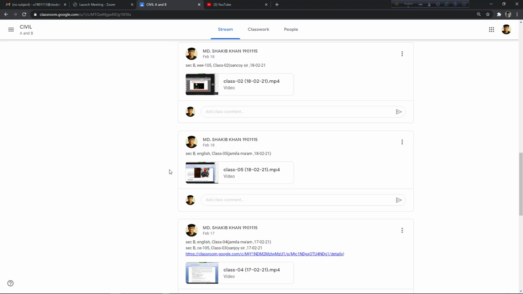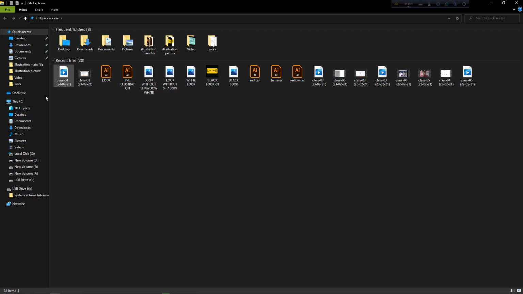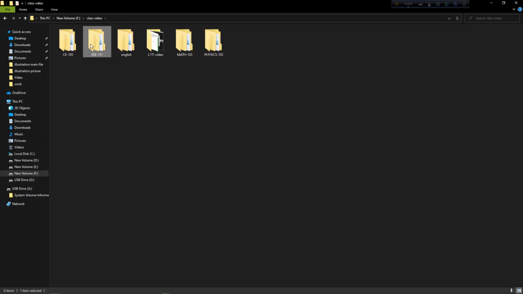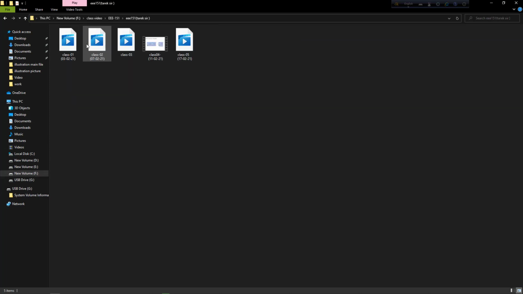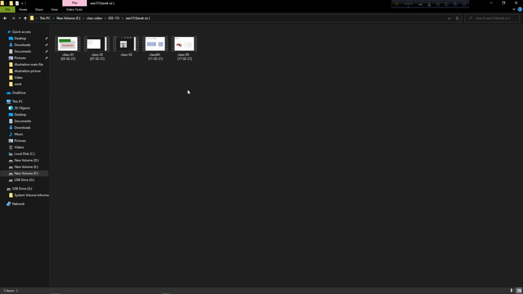Now we will discuss several other elements, or some other fundamental concepts of sentence construction that we have in English. We have already discussed these, but they are identified by different names, so we must know these terms also. The first term that we are going to discuss is called determiner. That is called determiners.